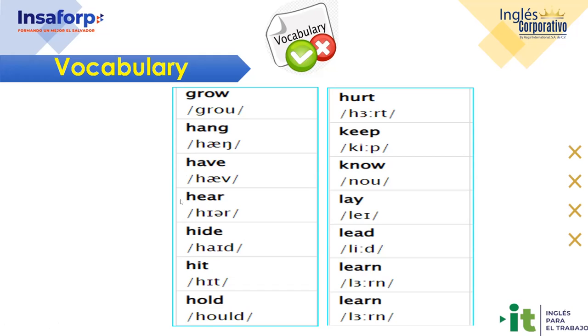Have. The next one. Hear. Escuchar. We have two pronunciations. One is here and the other one, something like here. Hide. What's that? Esconder, okay. Hit. What's hit? Yes, Julio? Golpear. Hit.